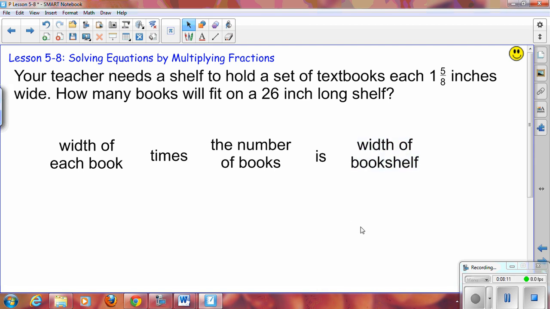Okay, I'd like you to press pause right now, work this problem out, and then press play to see how you did.